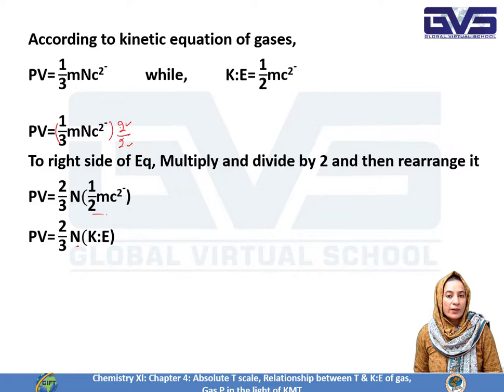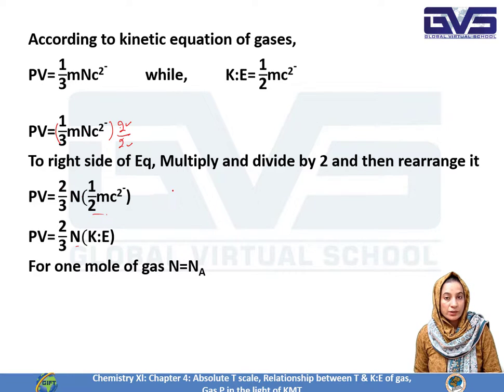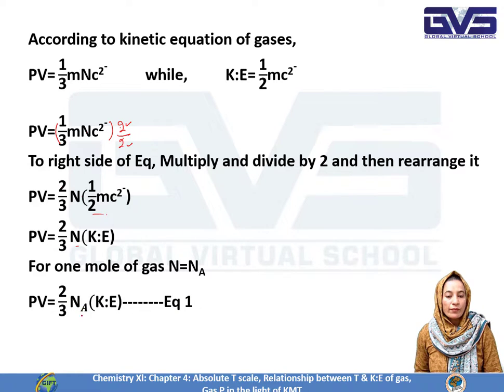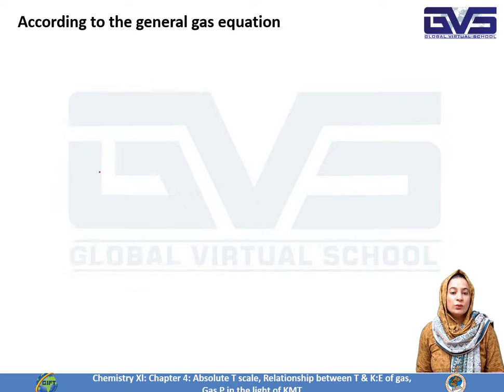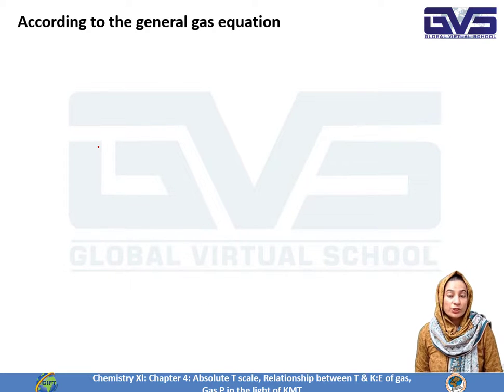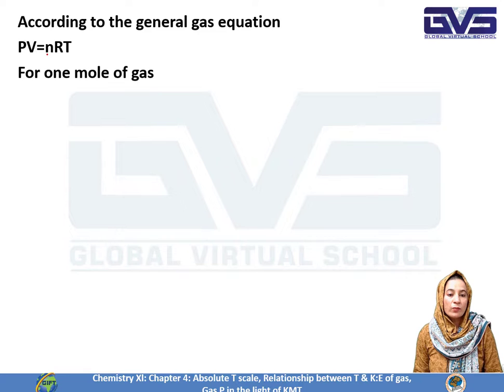Here n is the number of particles, and if we have 1 mole of gas, you know that it equals Na, the Avogadro's number, for 1 mole. So instead of n we will write Na, and you have the equation P equals 2 by 3 Na into kinetic energy, equation 1. And you know the general gas equation or ideal gas equation, that is PV equals nRT, and if we take this for 1 mole, the equation will be PV equals RT, equation 2.